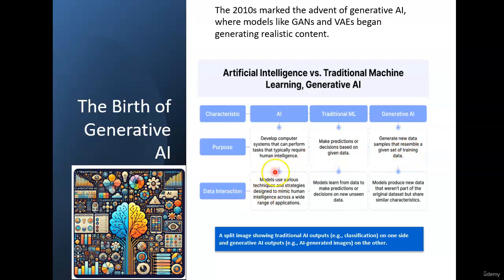The data interaction: AI models use various techniques and strategies designed to mimic human intelligence across a wide range of applications, where traditional ML models learn from data to make predictions or decisions on new unseen data. Whereas generative AI produces new data that were not part of the original dataset but share similar characteristics. So here you see on the left side a split image showing traditional AI outputs, the classification, on one side, and the AI generated outputs on the right side.